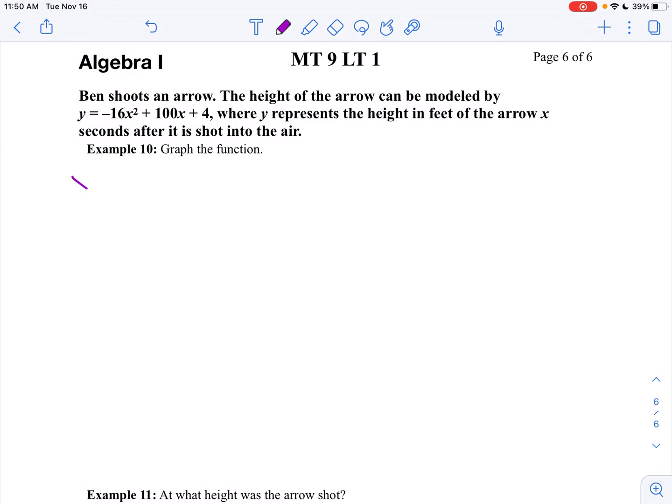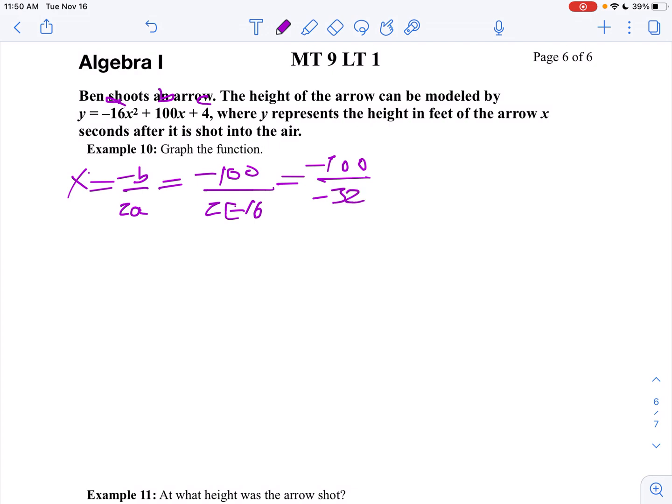First, I'm going to find my axis of symmetry. So x equals the opposite of b over 2a. A is negative 16, b is 100, and c is 4. So I'm going to say the opposite of 100 divided by 2 times negative 16. So that's negative 100 divided by negative 32. Now, that doesn't go in there evenly, does it?